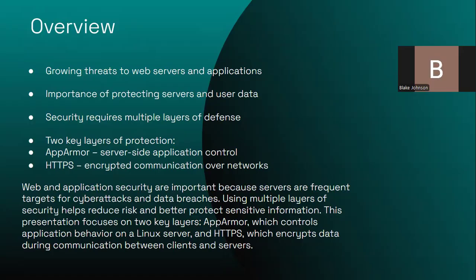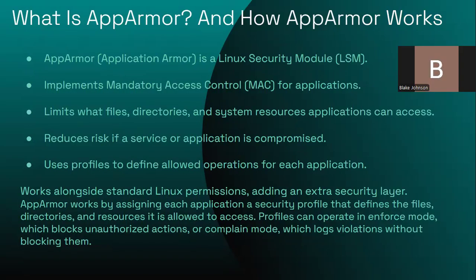Using multiple layers of security helps reduce the risk and better protect sensitive information. This presentation focuses on two key layers: AppArmor, which controls the application behavior of Linux servers, and HTTPS, which encrypts the data during communication between client and servers. Starting with the next slide.